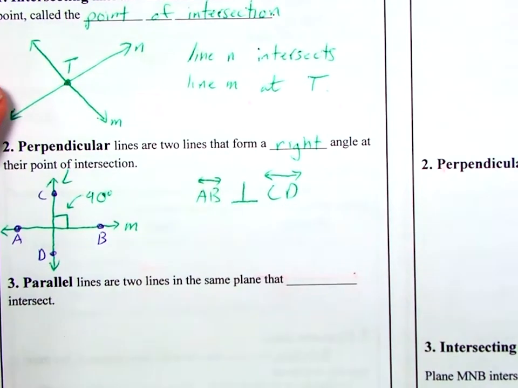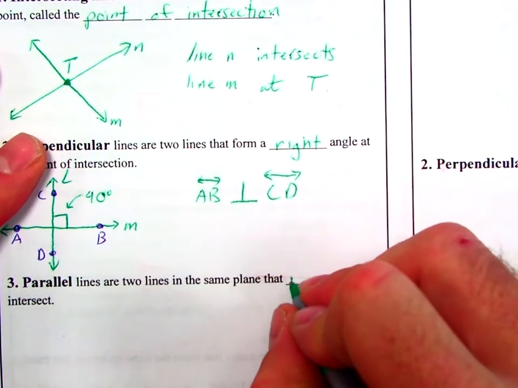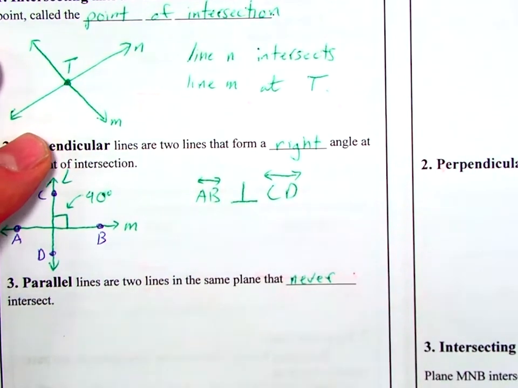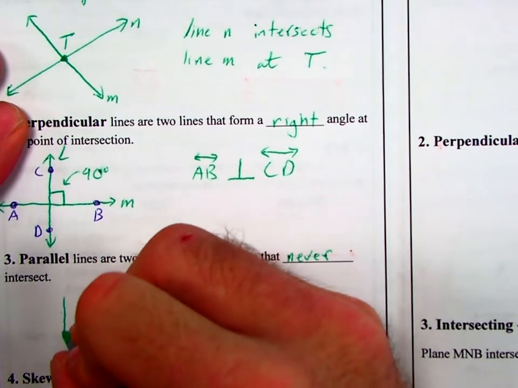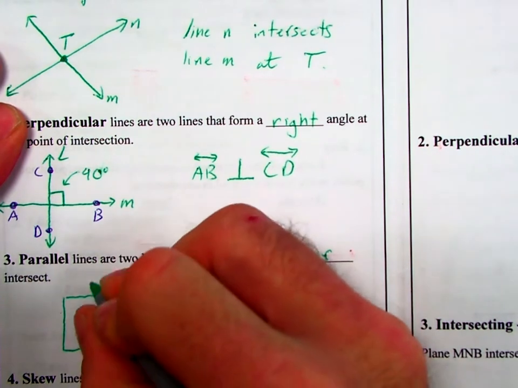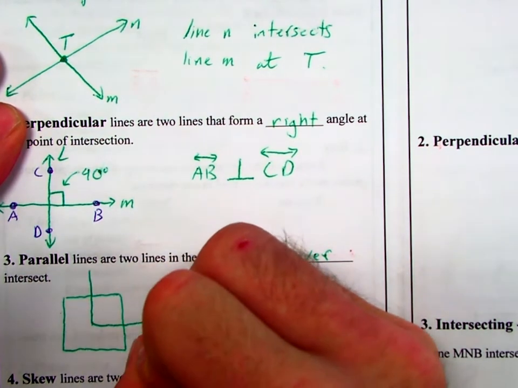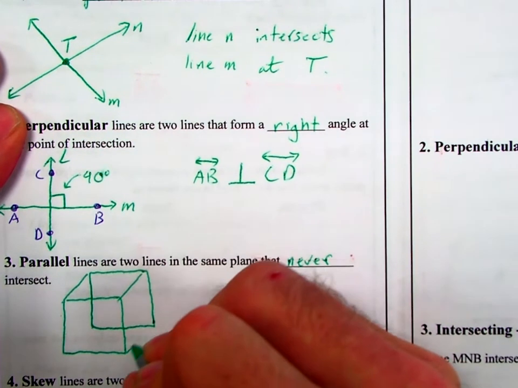All right, parallel. Well, those are just two lines in the same plane that never cross, never intersect. And one good way to draw these parallel lines is just by drawing a cube. So you can start by drawing a square, kind of find its center and draw another square that's the same size, right? And then just join the vertices.